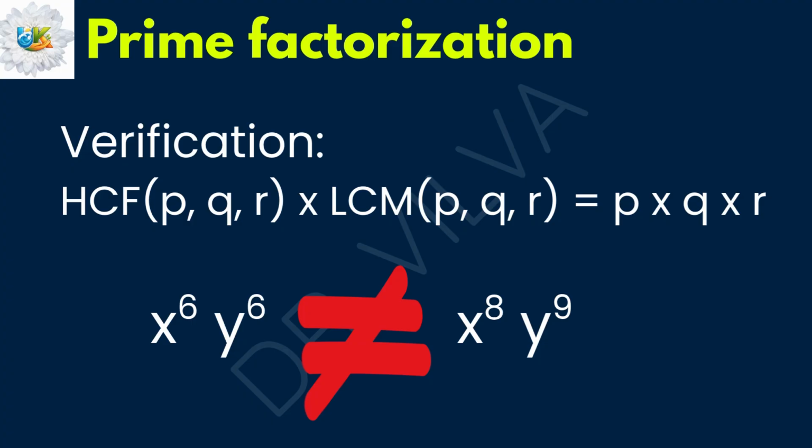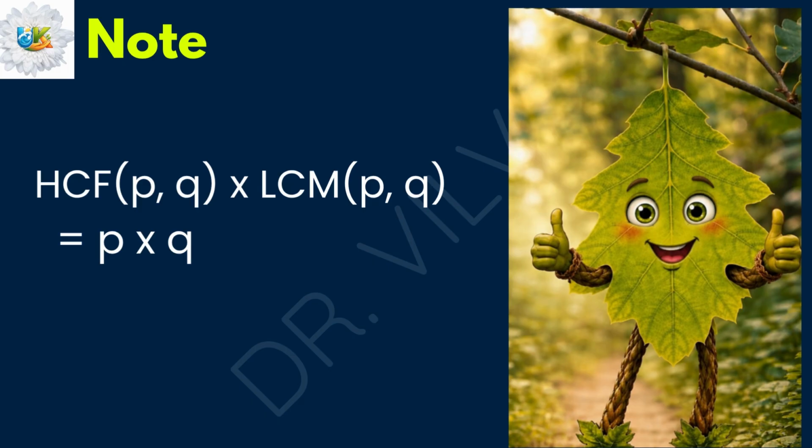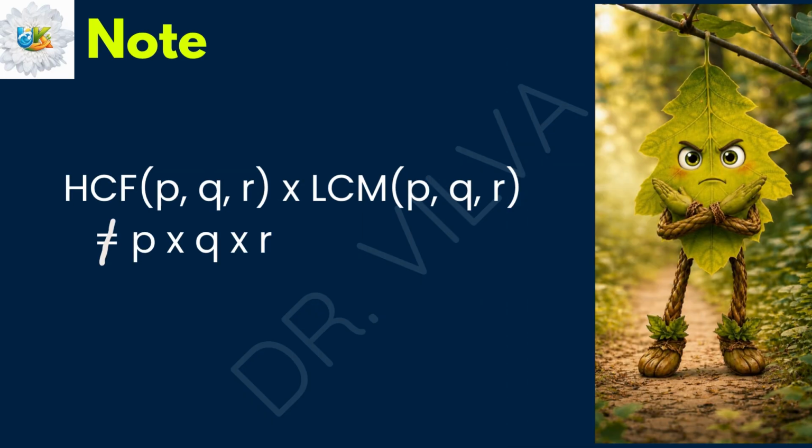They are not equal. Therefore, HCF of PQR times LCM of PQR is not equal to P times Q times R. This is a fantastic reminder of a crucial rule in math. The property HCF times LCM is equal to the product of the numbers only works for two numbers. It does not generally apply to three or more numbers.